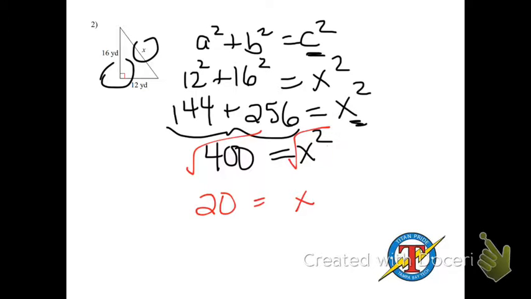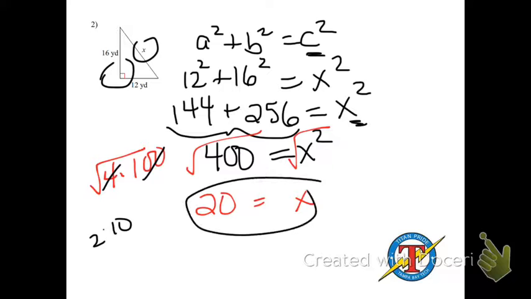If you didn't recognize that that's 20, then you could have said, well, 400 is 4 times 100. The square root of 4 is 2, so it comes out of the radical. But the square root of 100 is 10, it also comes out of the radical. So it's just 2 times 10, or 20, which is a reasonable answer if it's supposed to be the longest side of that right triangle.